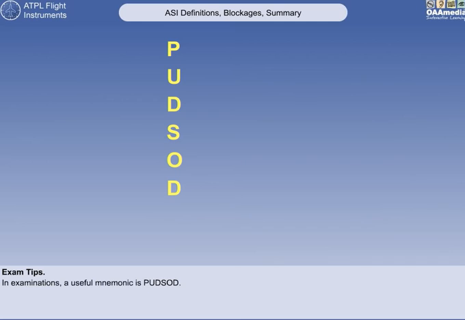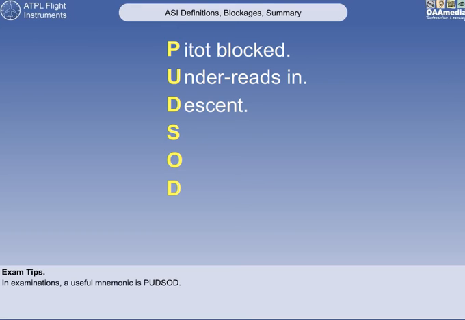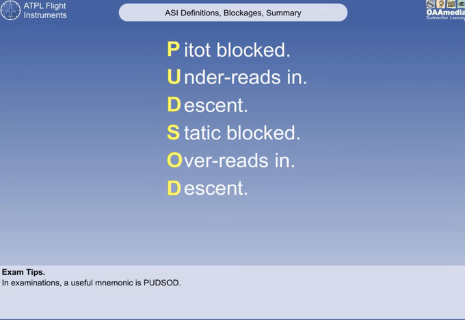In examinations, when you have to recall the effect of a blocked Pitot or static probe quickly, without working it out from first principles, a useful aide-memoire is PUSO, which stands for Pitot blocked, underreads in descent, static blocked, overreads in descent. Remember this mnemonic, because these types of questions are very common.